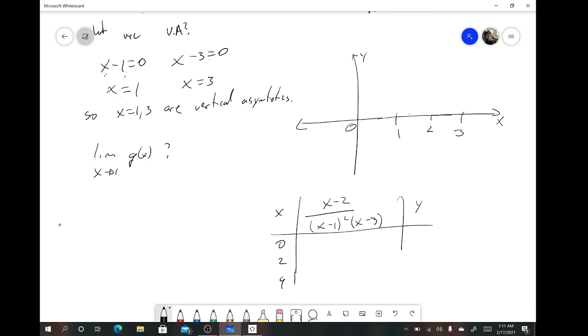Typically, I always look for a value to the left of the asymptote, to the right of the asymptote, and in between. So if we plug in 0, we have minus 2 in the top. In the bottom, we have negative 1 squared, which is just 1, and minus 3. It's going to be a positive number because we have minus 2 over minus 3, so this is 2/3. So to the left side of the asymptote, we are always positive.